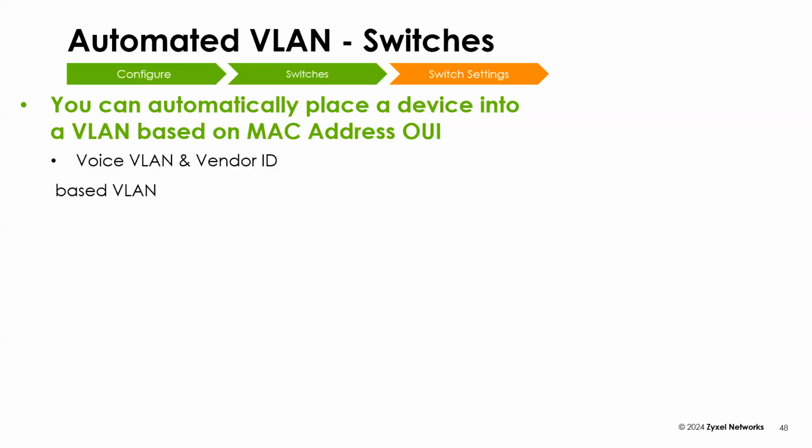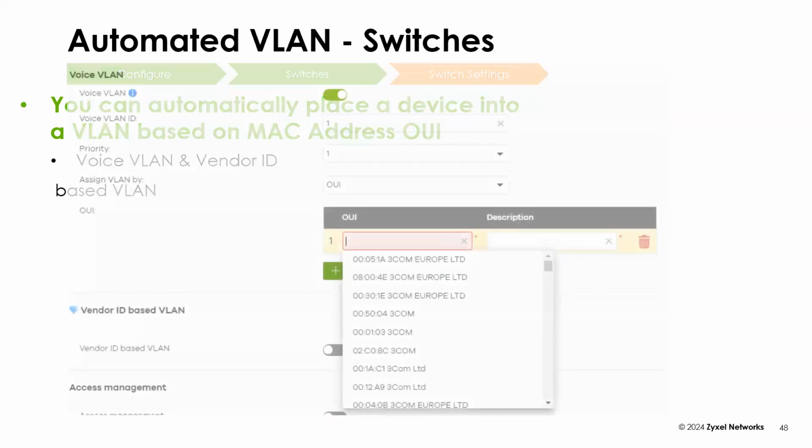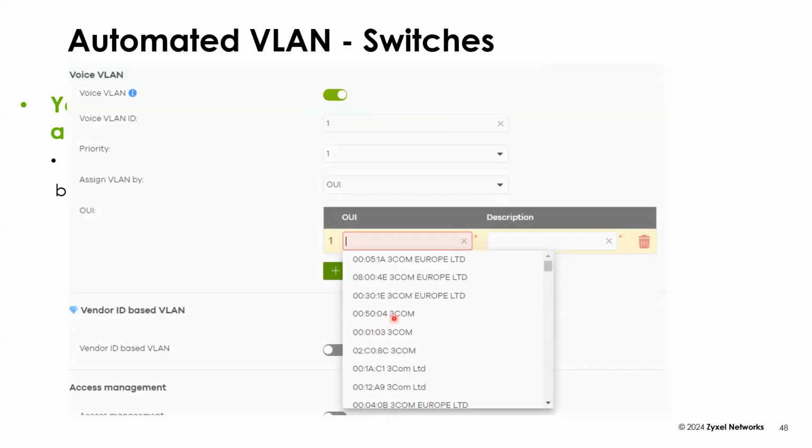So the most common way of doing this is for voice VLAN, right? You've got a bunch of VoIP phones that are being plugged in. They're probably all from one vendor. That vendor has the same OUI on all of those. So you can just put that in, and Nebula will be smart enough to see, oh, someone's plugged in one of those voice phones on this port. I will go ahead and assign that device to the voice VLAN because I know that is a VoIP product.